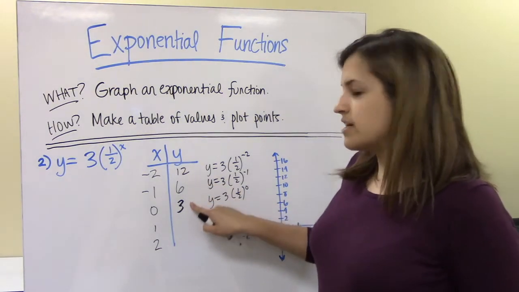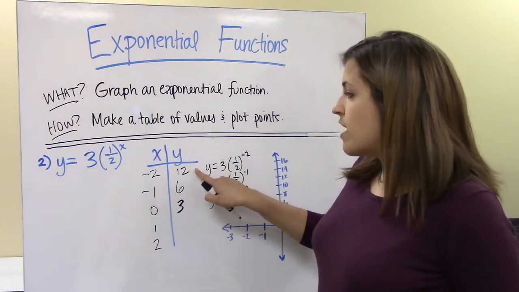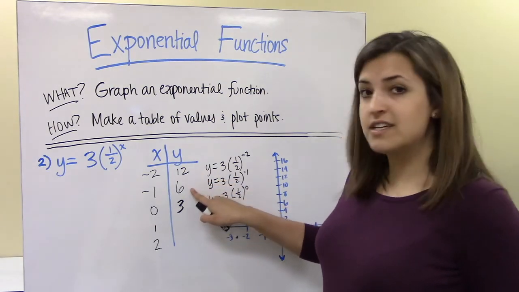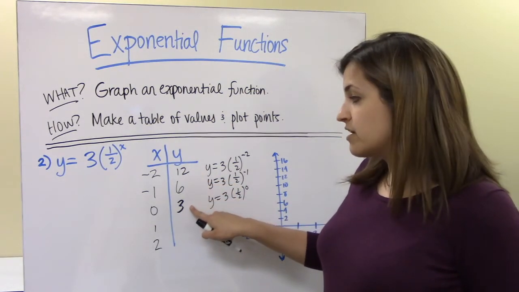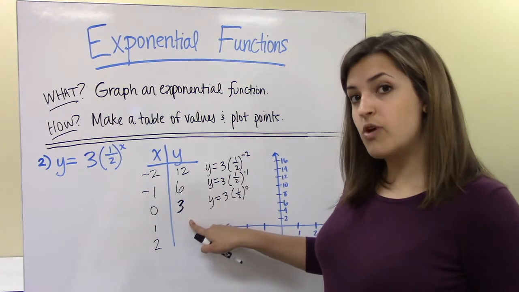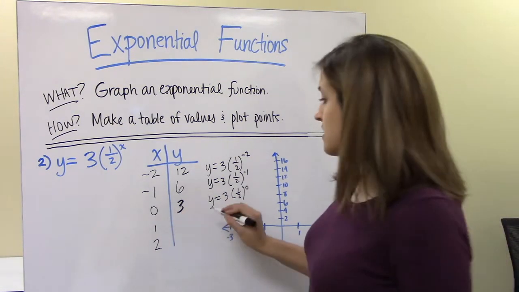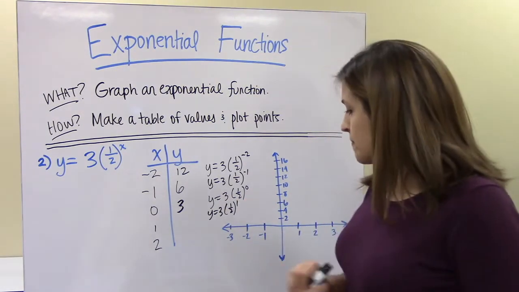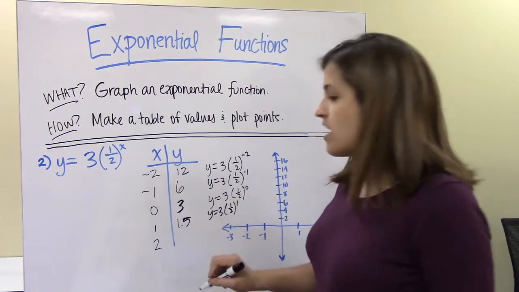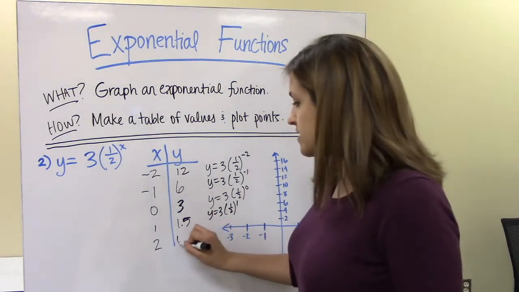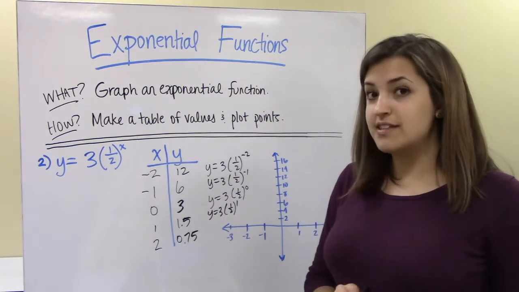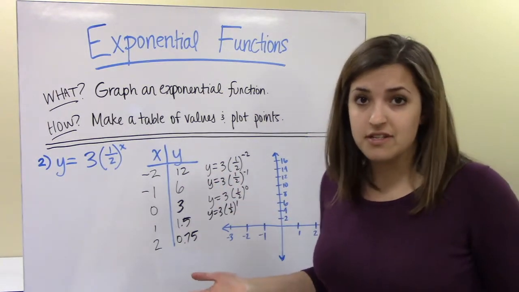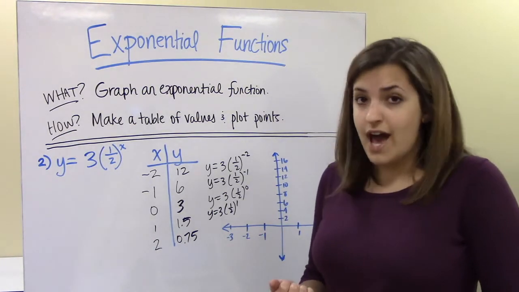Do you see these y values? We're going from 12 to 6 to 3. 12 divided by 2 is 6. 6 divided by 2 is 3. 3 divided by 2 is 1.5. Let's see if we get that when we plug this in. So y equals 3 times 1/2 to the 1. That's going to give us 1.5. And if we plug in 2, we're going to find that we'll get 0.75. All right, let's graph these. So you can see that our y values here are a geometric sequence with a common ratio of 1/2.